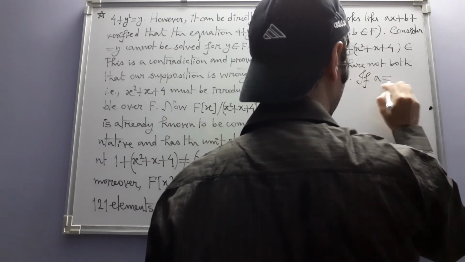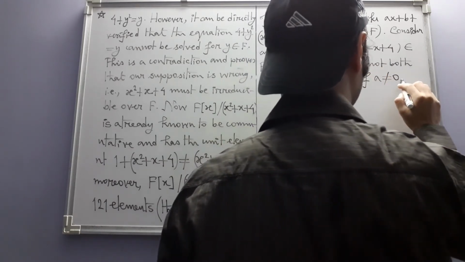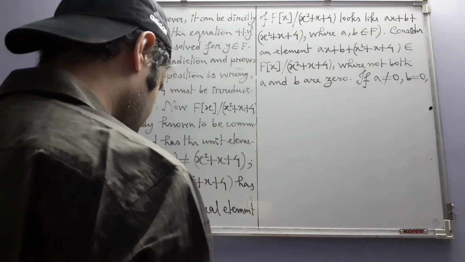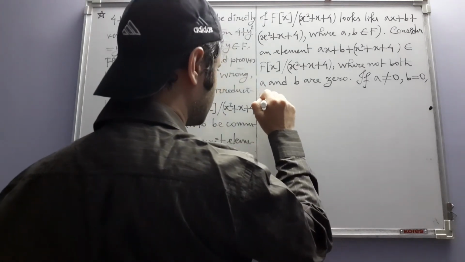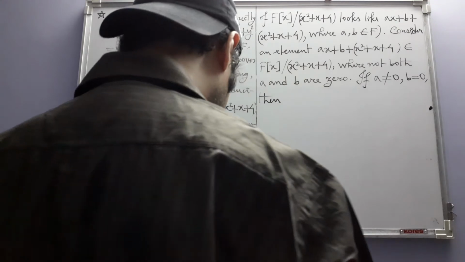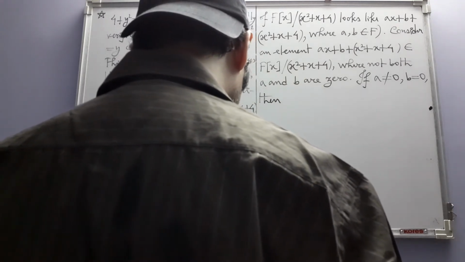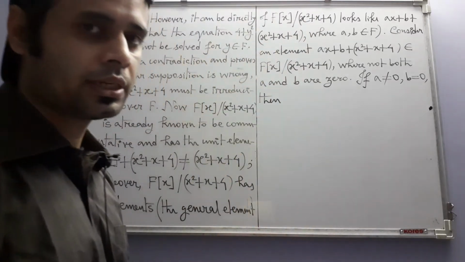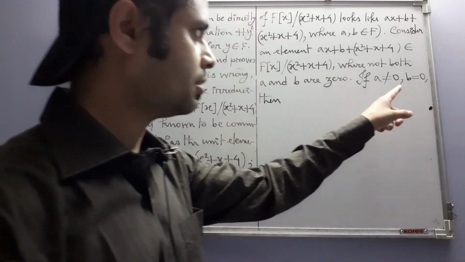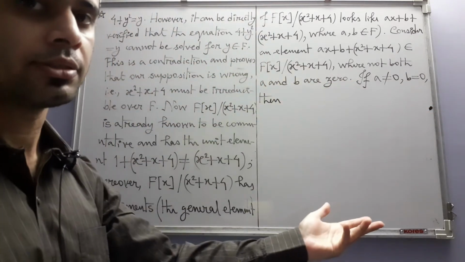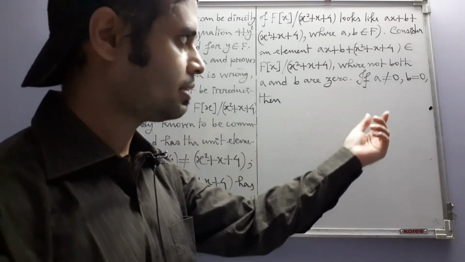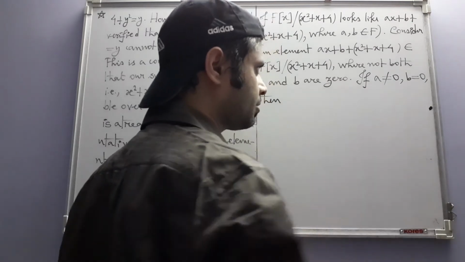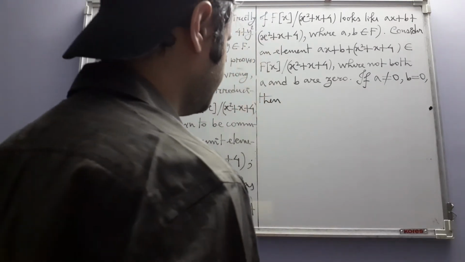If a is not equal to 0 but b is equal to 0, that means what we are considering here is that if b is 0, then a has to be non-zero. So here the case is the case where b is 0. This one is actually a consequence of b being 0.